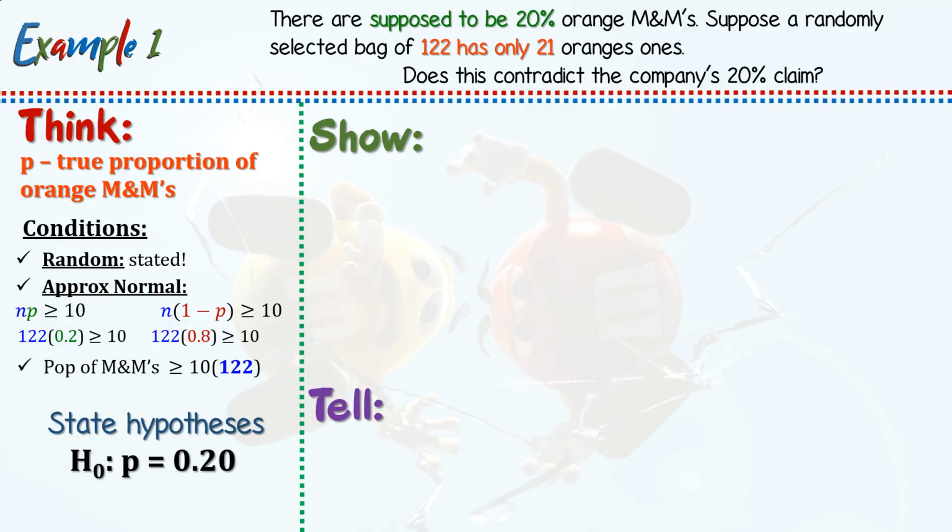Null, hopefully, is the proportion is 20%. Nothing's fishy going on. The company is amazing. They're truth tellers, whatnot. My personal favorite is always the alternative. It is not 20%. There is something funky and fresh going on here, and I'm going to find it.